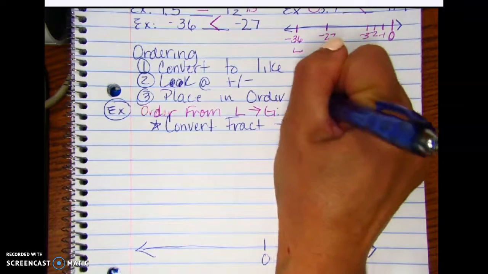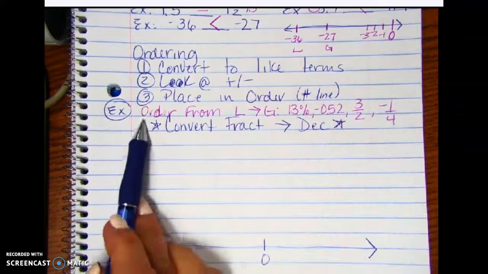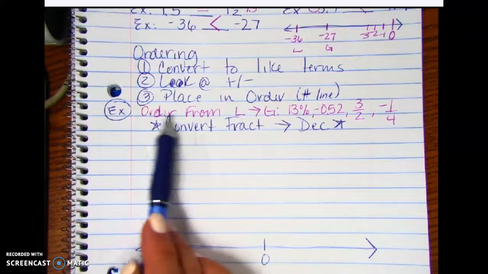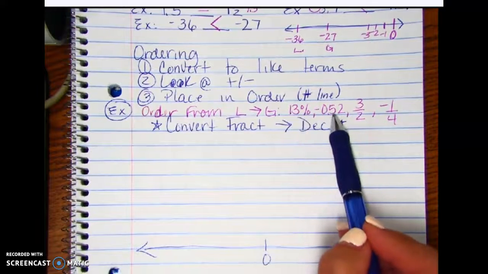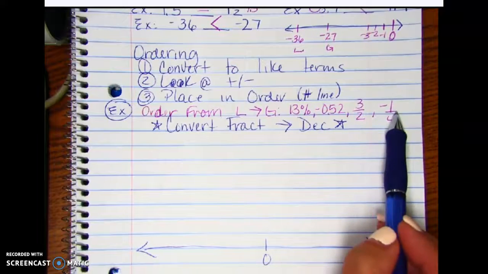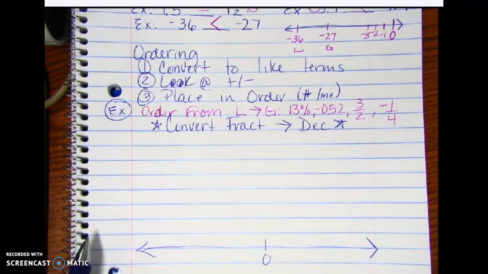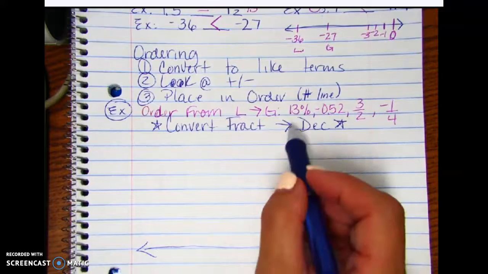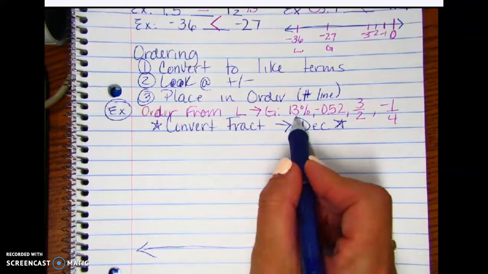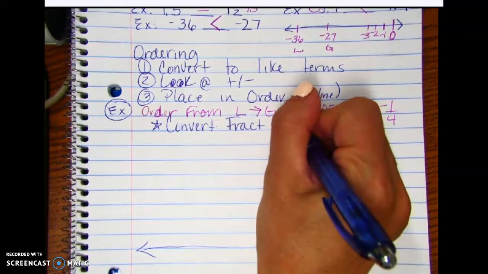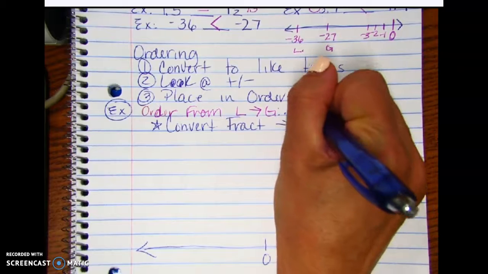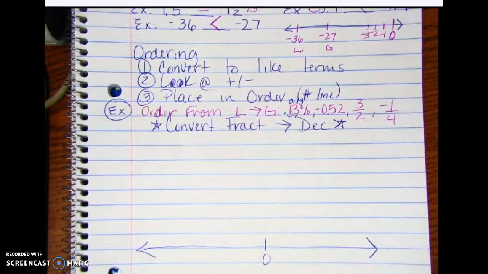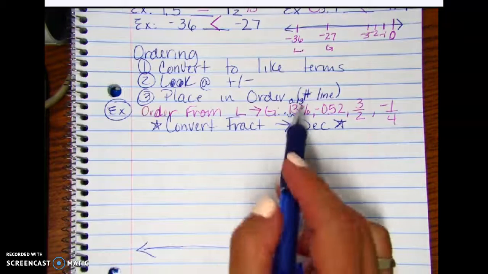It's very helpful. Now here's our example problem. It says order from least to greatest: 13%, -52/100, 3/2, and -1/4. Now, I'm going to start with my easy ones. I know how to do my percent. All I do is I take that and I move my decimal, and I end up with 0.13. I know it's kind of hard to see there, but that's what it is, 0.13.